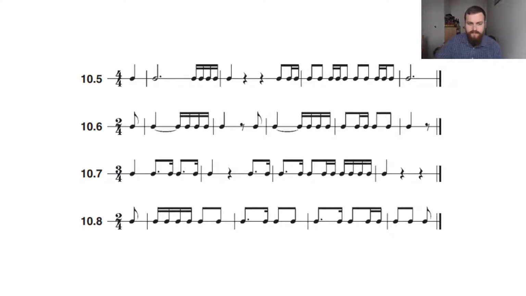So take a look at 10.7. Okay, I'm going to go ahead and clap us in. I'll give us 6 beats. I'm going to clap every beat, and I want you to count out loud. Ready? 1, 2, 3. 1, ready, go.